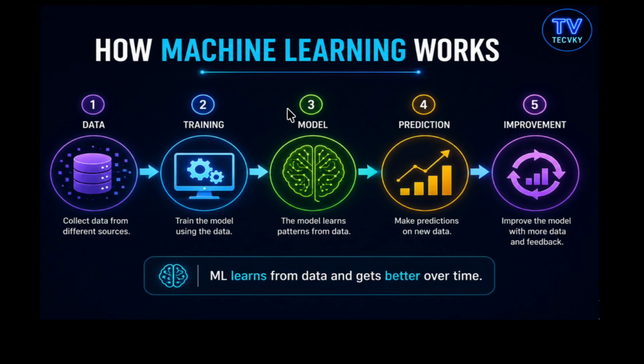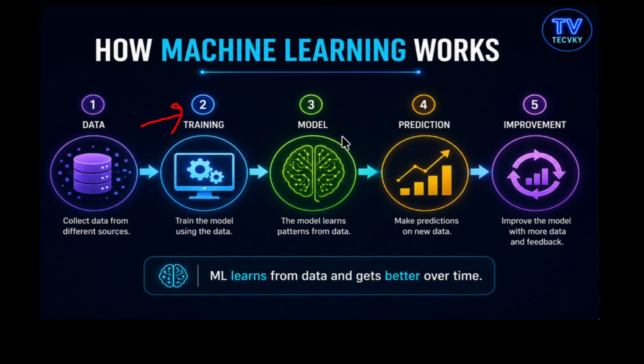Next, we train a machine learning model using this prepared data. During training, the model analyzes thousands or even millions of examples to understand relationships and patterns hidden within the data. For example, if we train a model to identify spam emails, it studies characteristics such as suspicious words, unusual links, and sender information. As the model processes more examples, it becomes better at recognizing these patterns.